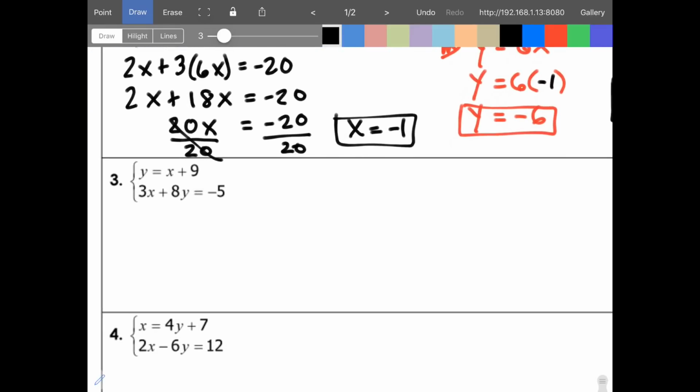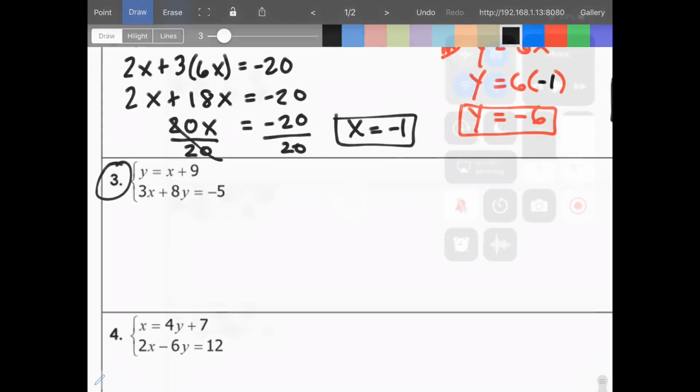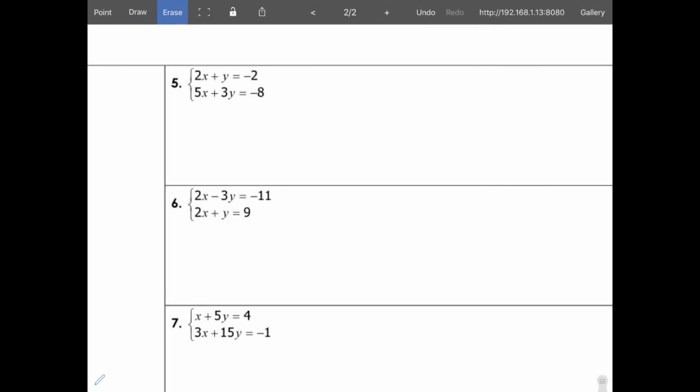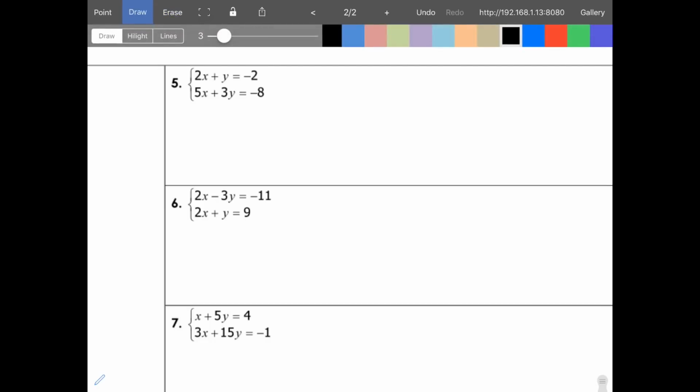Okay, number 3. I'm going to have you guys do 3 and 4. Okay, so now we're going to look at something a little different. We're doing the same thing. We're still going to substitute one equation into the next, but look at these two equations.